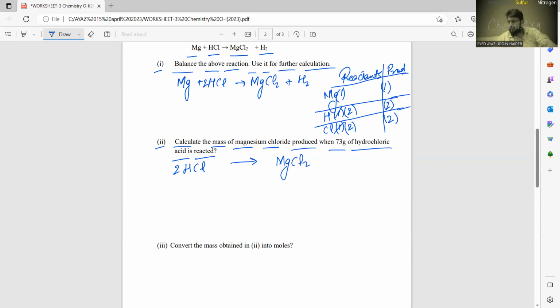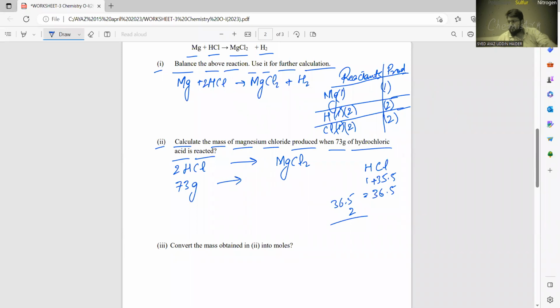So first of all, I will calculate the masses of these two. For HCl, hydrogen, we know that the AR of hydrogen is 1, and chlorine, it's 35.5. So if you add these, you will get 36.5. If you see here, it's written 2 moles of hydrochloric acid. So you need to multiply 36.5 by 2. 36.5 multiplied by 2, we will get 73 grams. We have 73 grams of hydrochloric acid producing.